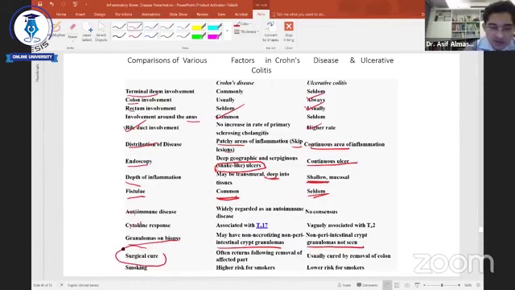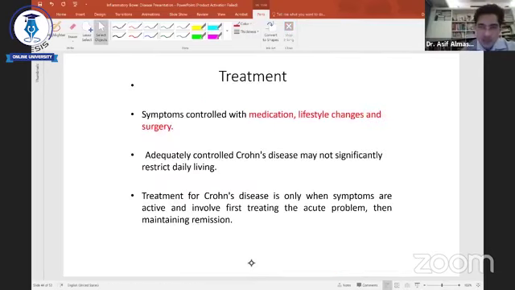Surgical cure, very, very, very important, this one. Ulcerative colitis is cured by removal of the colon. And Crohn's disease is not cured by surgery. Smoking, lower risk in ulcerative colitis; Crohn's disease is higher risk. Remember this, if you understand the difference, it's very easy to understand ulcerative colitis and Crohn's disease. Now comes the treatment. Remember, medication is the mainstay along with lifestyle changes, but surgery only if medication fails.